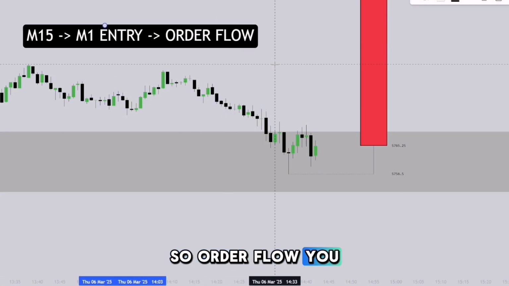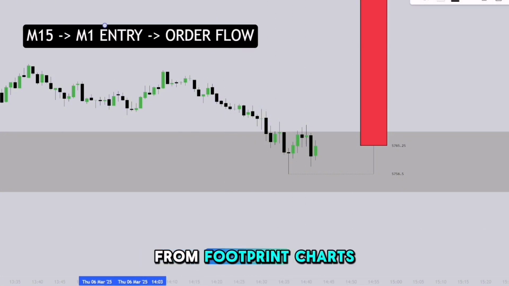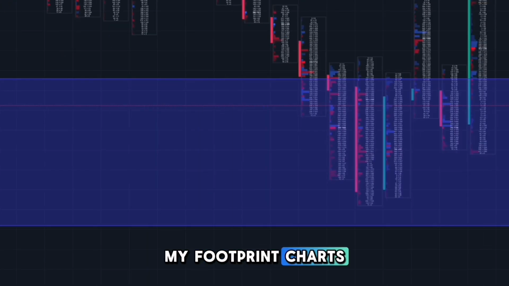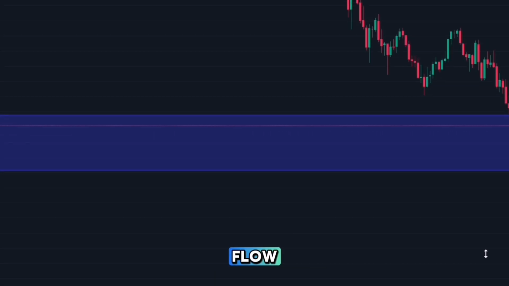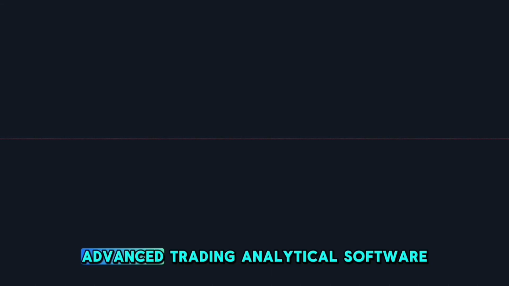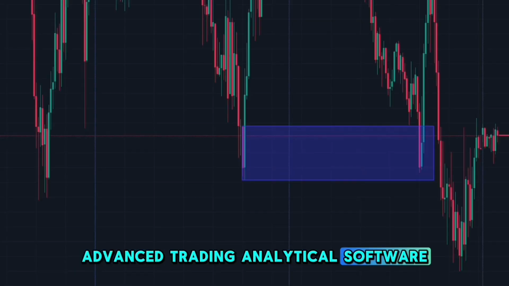Order flow you can only really determine from footprint charts, and we're going to be going over footprint charts right now. One question I often get is, what do I use for my footprint charts? How do I read order flow, and what is the name of this indicator? Just to give you a heads up, it is not an indicator. It is the ATAS platform, which stands for Advanced Trading Analytical Software.